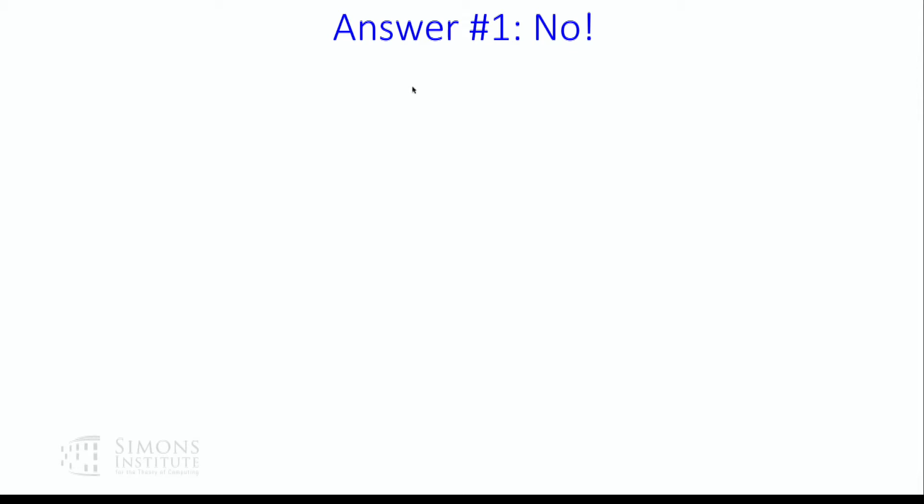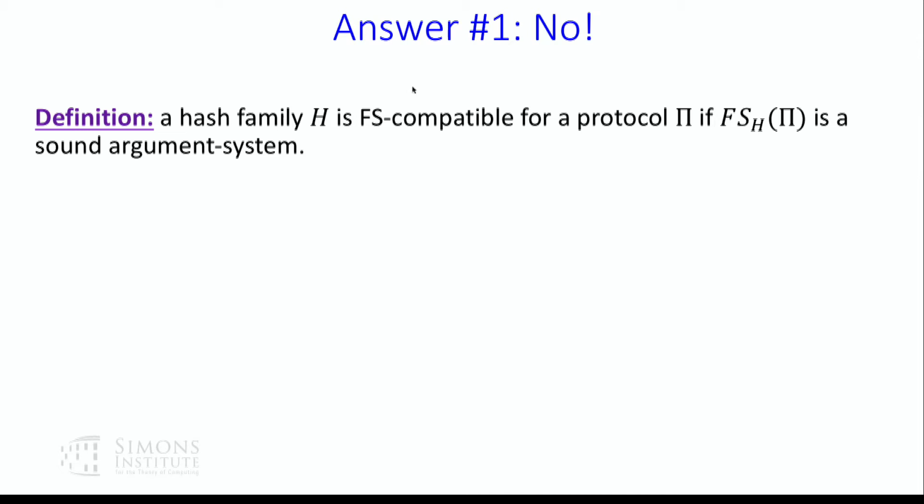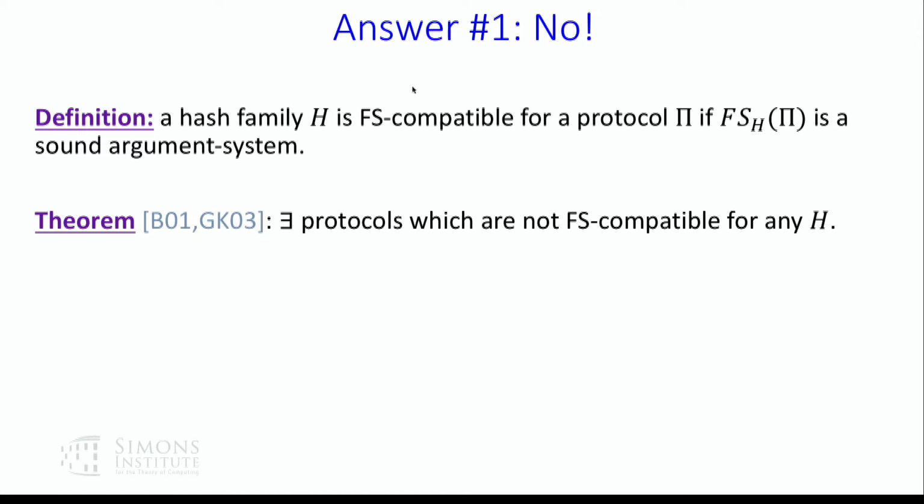So what do we know? Just for terminology, let's say a hash function is Fiat-Shamir compatible if, for a protocol pi, you can do Fiat-Shamir using H and pi. We know by now that there are specific public-coin interactive protocols, constant round, so you can do Fiat-Shamir using a random oracle for them.